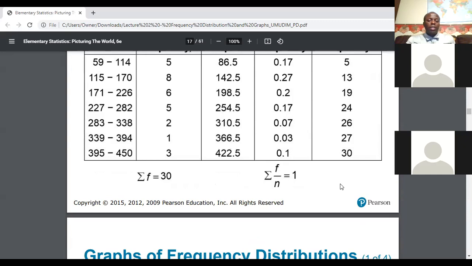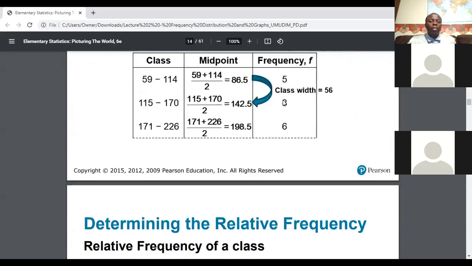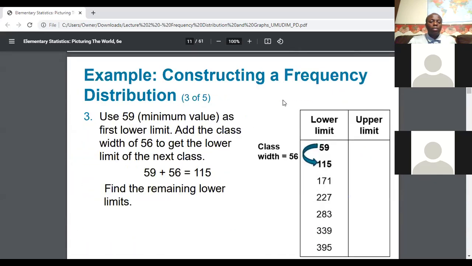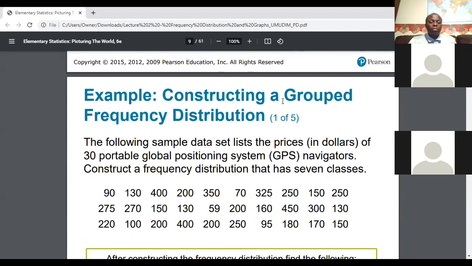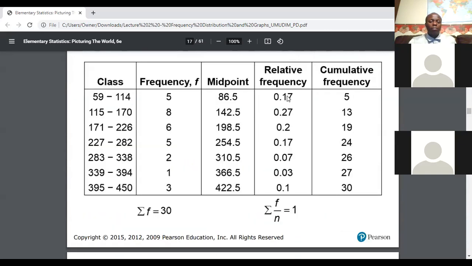No question. So this means that 17%, because all these things represent the prices of GPS. That means that in our table, 17% of them have a price of $59 to $114. And 27% of them, which is the majority, are sold for $115 to $170, and so on. Only a few of them, about 3%, sell at $339 to $394. So that's how you interpret this.